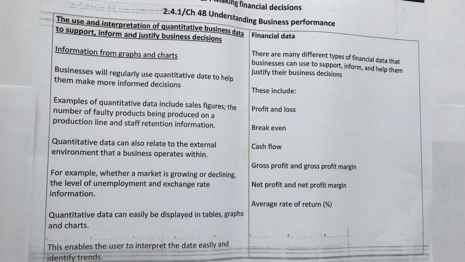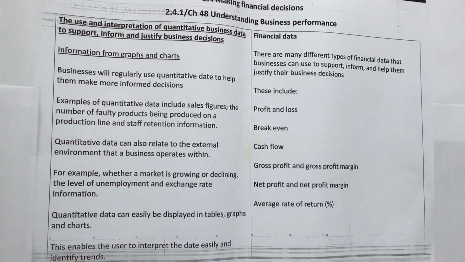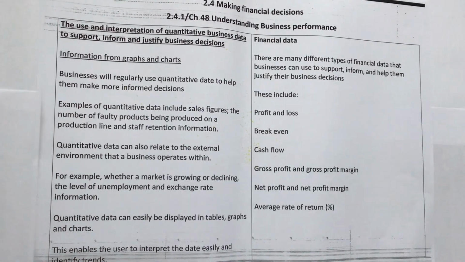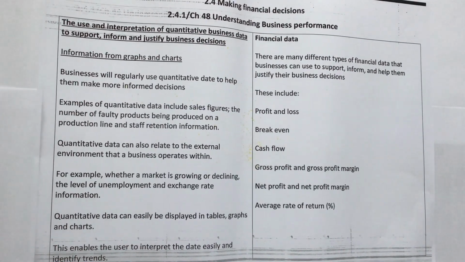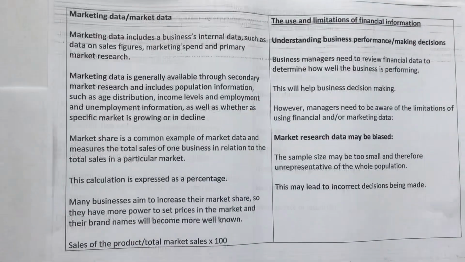Financial data. There are many types of financial data that businesses can use to support, inform, and help them justify their business decisions. These include profit and loss, break even, cash flow, gross profit and gross profit margin, net profit and net profit margin, average rate of return.